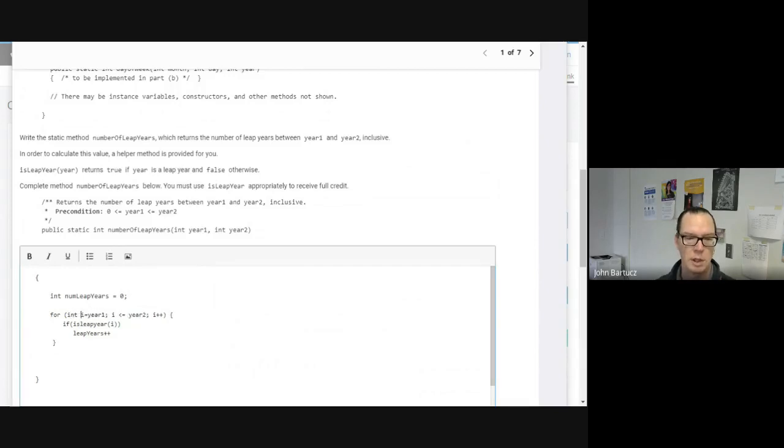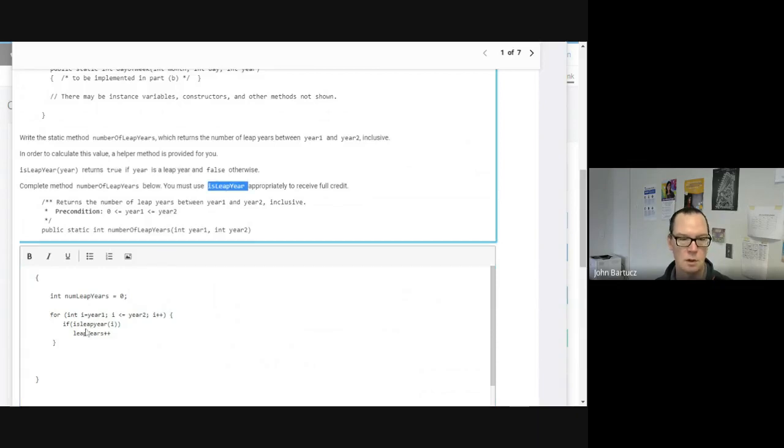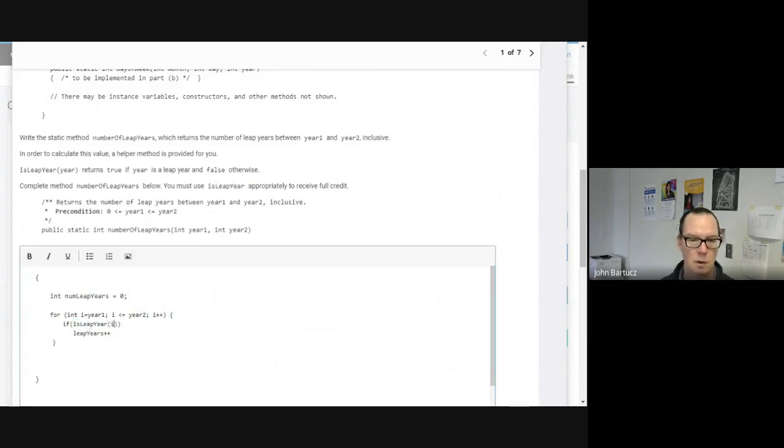For int I equals year 1, I is less than or equal to year 2, add 1 each time through the loop. If I is a leap year, right? It's going to return true if it's a leap year. We know that from above. Leap years plus plus. And then once we're done going through all of those years, we need to return num leap years.